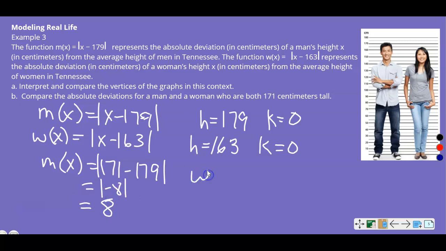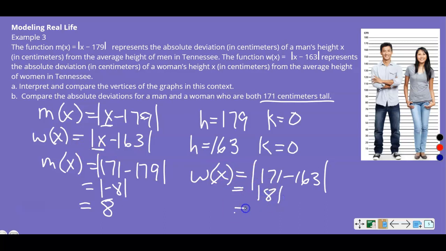Let's do the same thing for women. All right, we want to check when a female is 171 centimeters. Let's subtract 163. All I'm doing is taking the number they gave us right here and plugging it in for X here and here. So m of x, I plugged it in right here. Now w of x, I'm plugging it in here as well. So I've got 171 minus 163, so that would be 8. And the absolute value of that is 8.